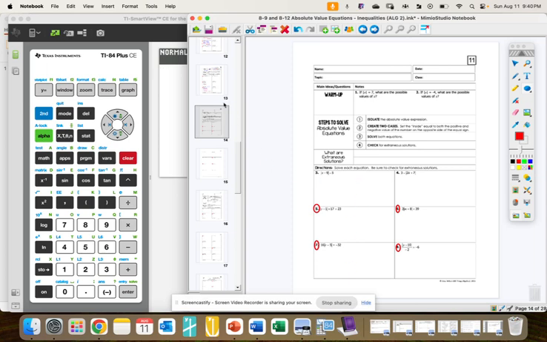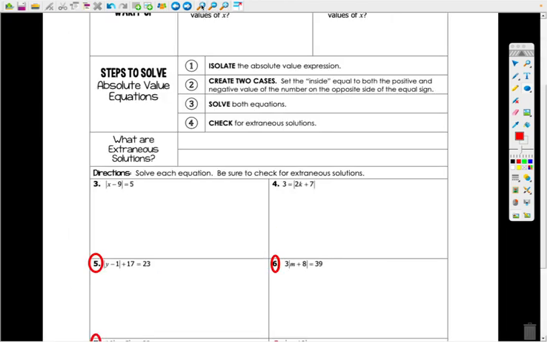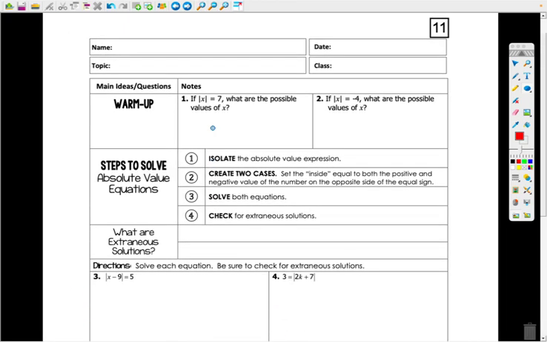Okay, today we are going to be looking at pages 11, 12, 13, and 14 in your packet. Let's first start with a little review. Page 11 says we are going to look at solving absolute value equations.